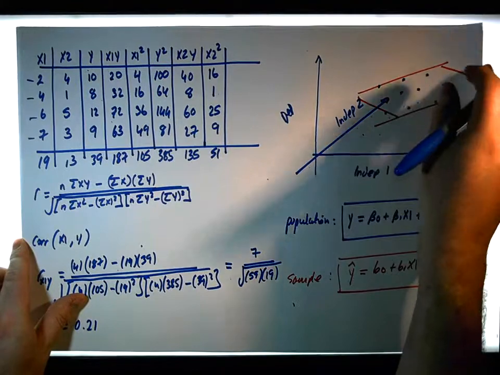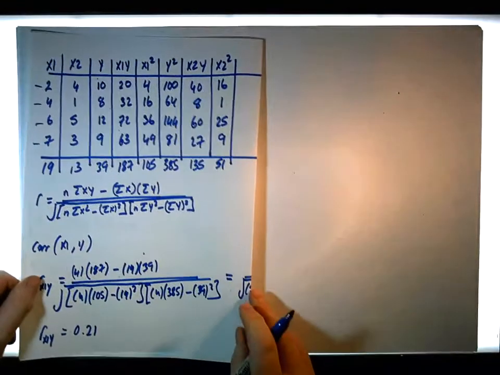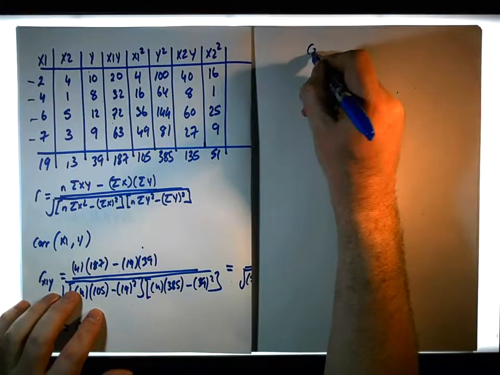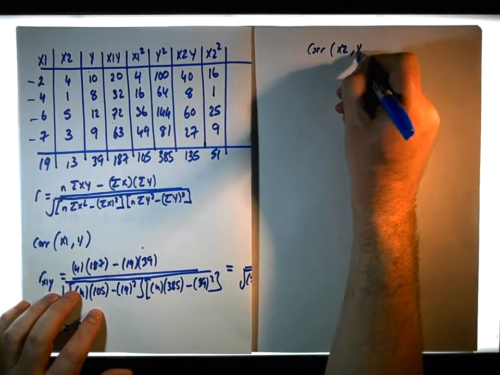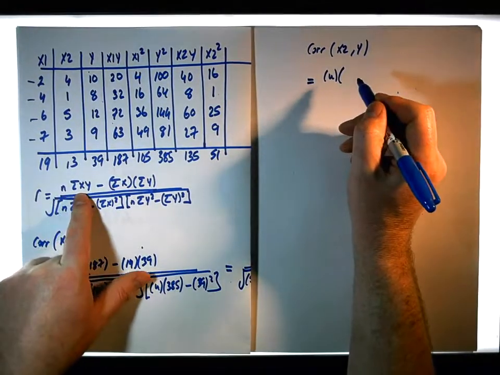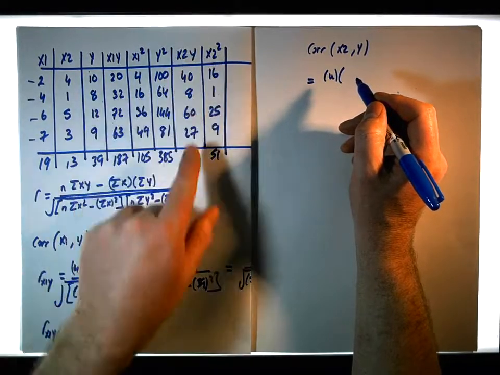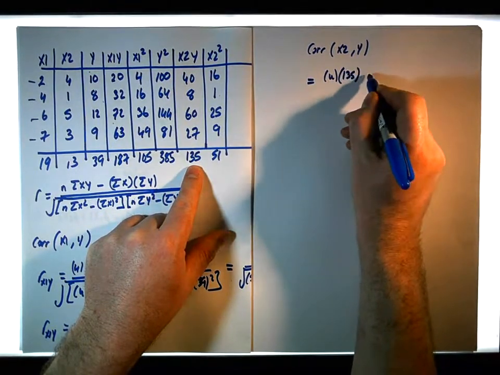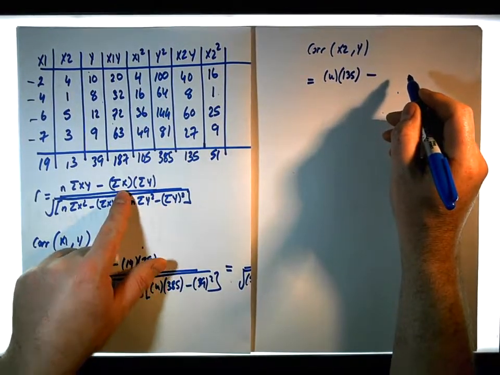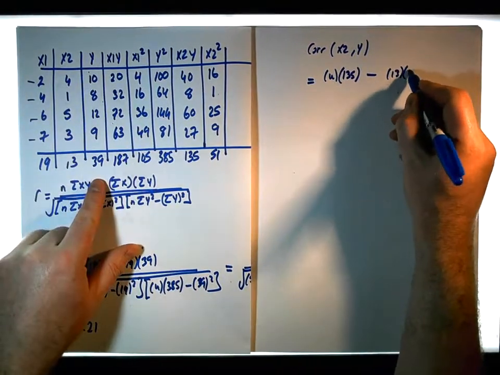So let me maybe just fold this page over. Okay, let me just calculate that correlation. I think this is probably the easier way to do it. It's a lot of work, I do accept. So we want to calculate now the correlation between the second independent variable and the y, okay? And that's equal to n, which is 4, times the sum of the cross products between the second independent variable and the y, which is 145, minus the sum of the second independent variable, which is 13, times the sum of the y's, which is 39. Okay?